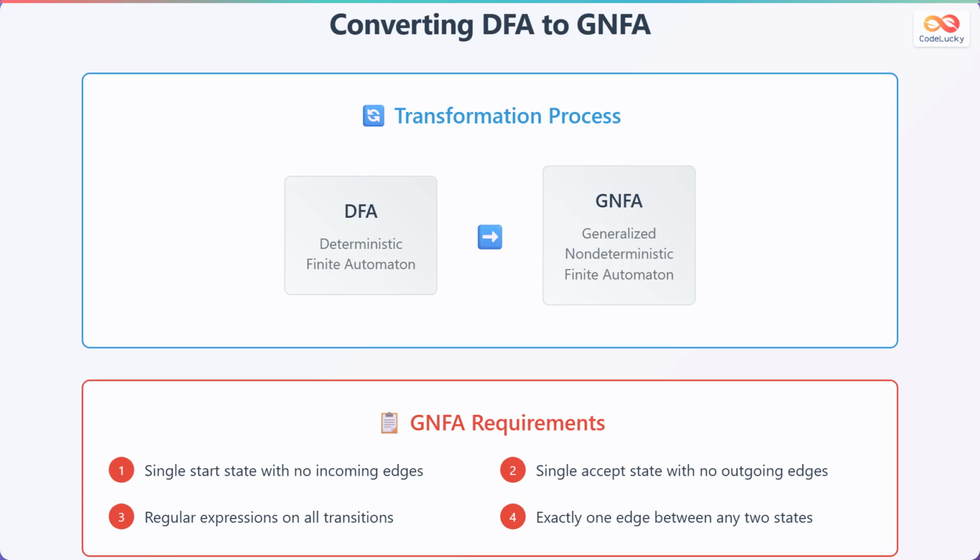A GNFA must meet certain requirements to ensure proper conversion. The first requirement is a single start state with no incoming edges. Second, a single accept state with no outgoing edges. Third, regular expressions on all transitions. Fourth, exactly one edge between any two states.